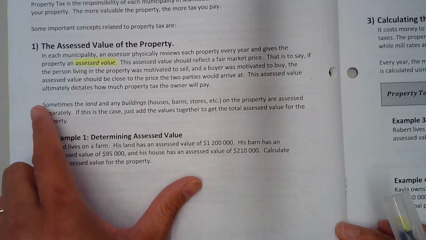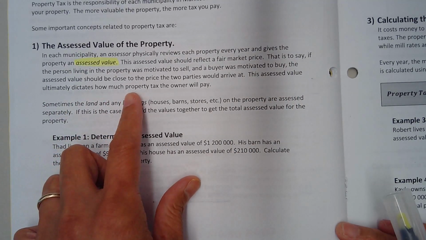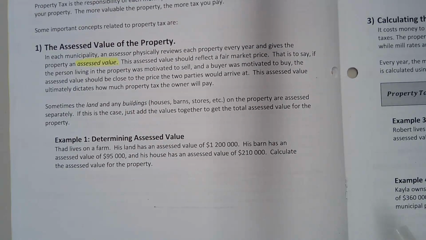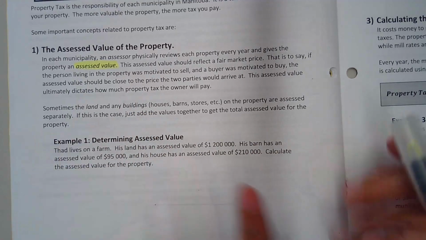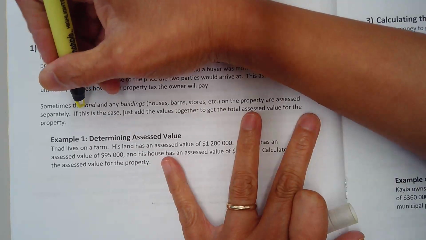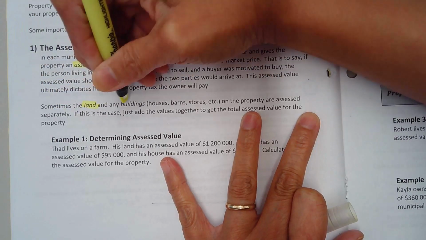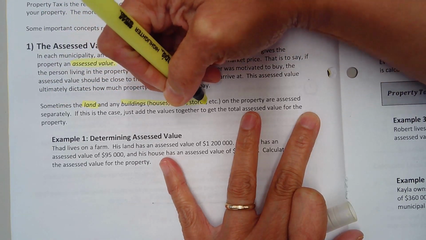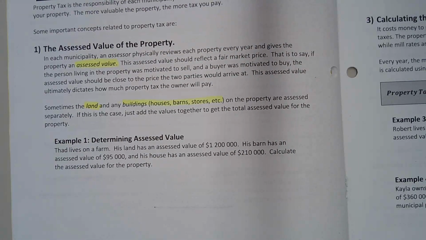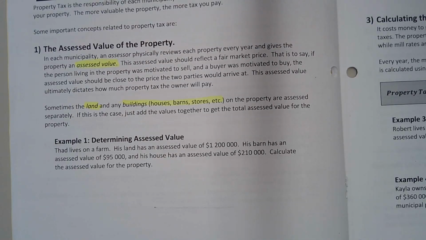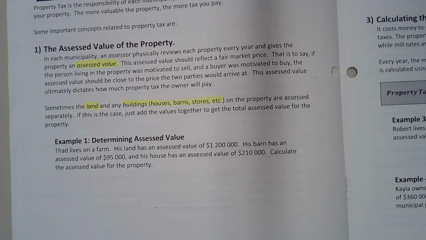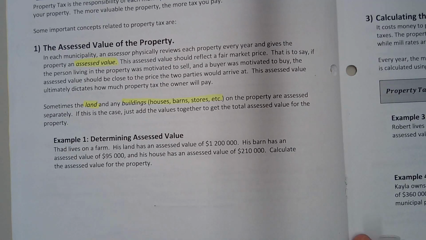This assessed value ultimately dictates how much property tax the owner will have to pay. Sometimes the land and the building on the property are assessed separately. They're separately calculated, land and any building, and the buildings could be houses, barns, stores. If they are separate, the assessed value for the house and the assessed value for the land, what we have to do is just add them together to make the total assessed value.